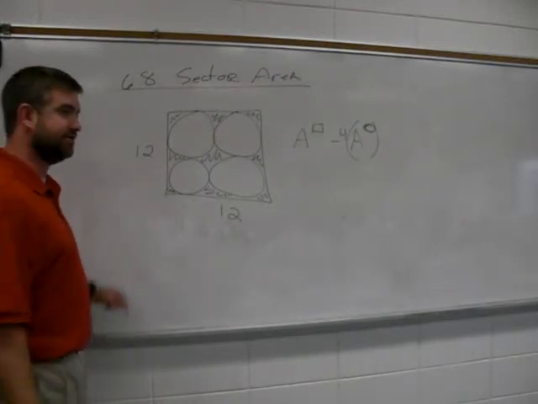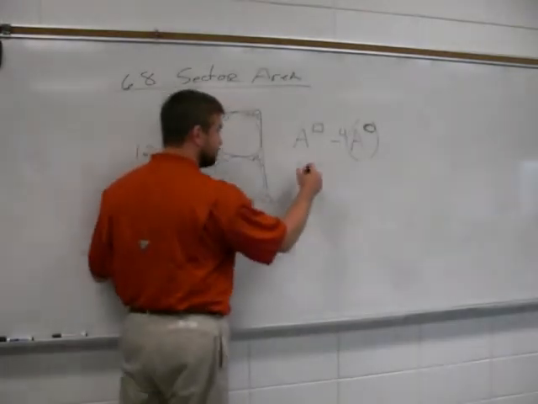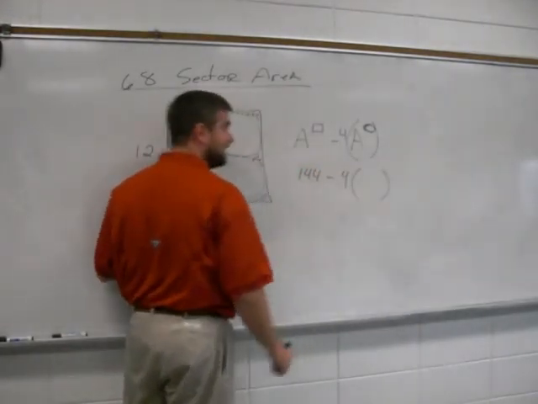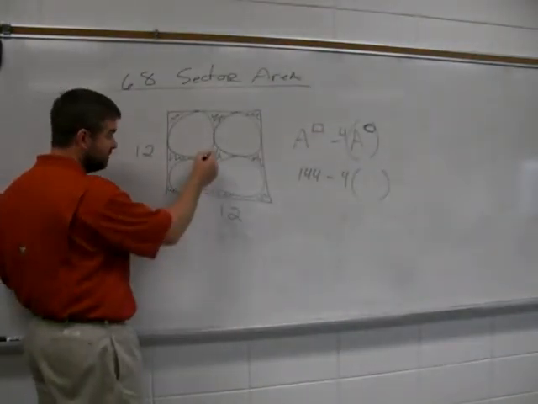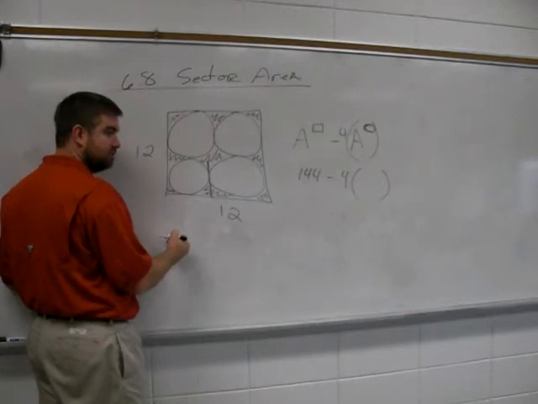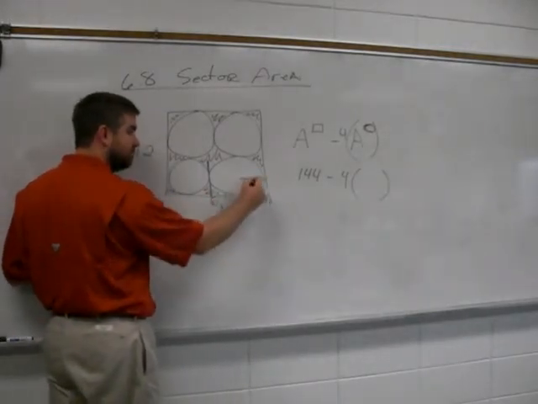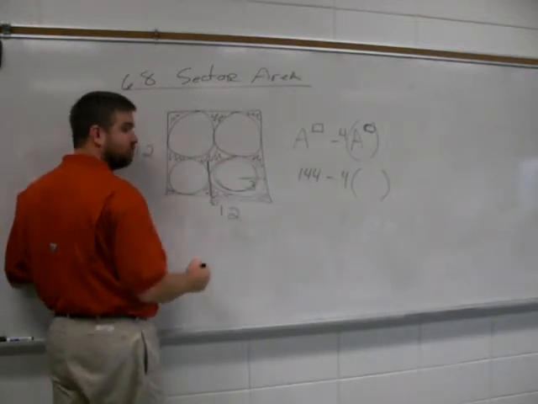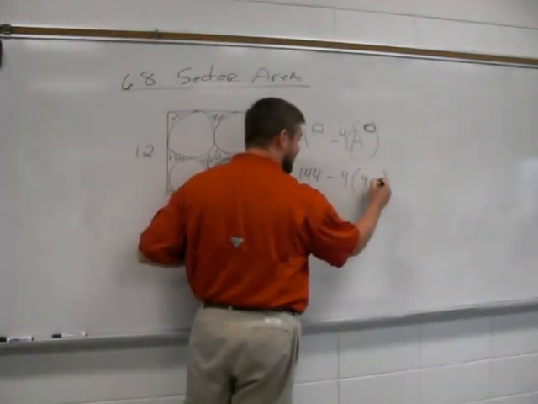What is the area of the square? It's a perfect square, so 12 times 12 is 144. Right? Minus 4 times what is the area of a circle? Well, there's no radius given. Careful. What is halfway through? 6. What's half of that? What would the radius be? 3. So what is the area of one circle? 9 pi. 3 squared times pi, or 9 pi.